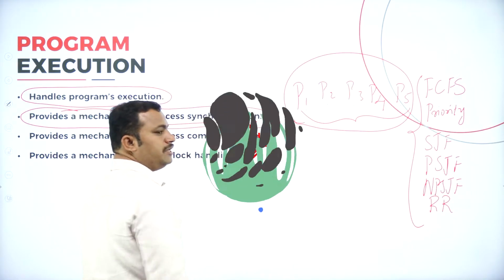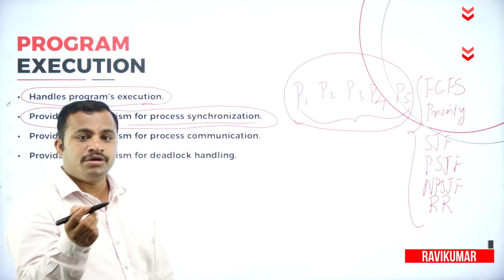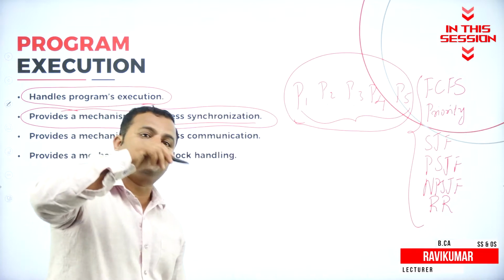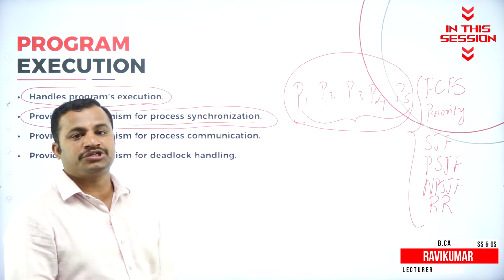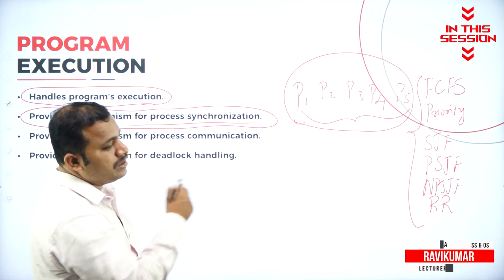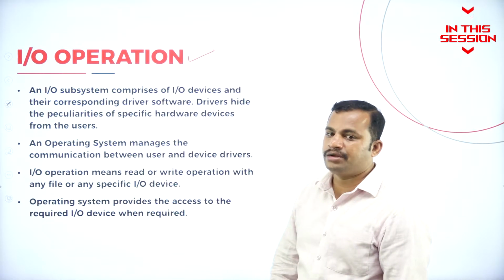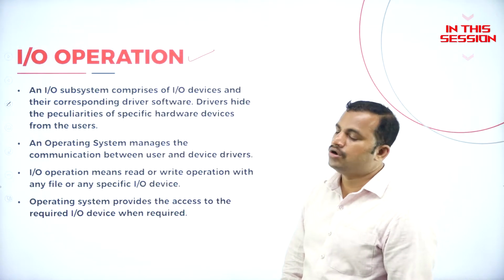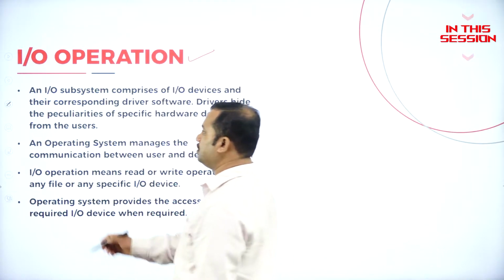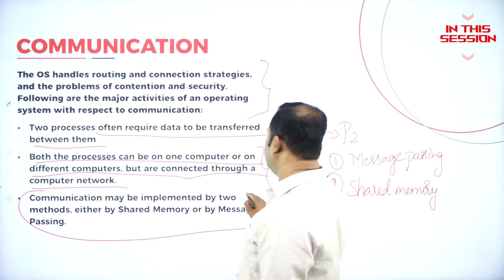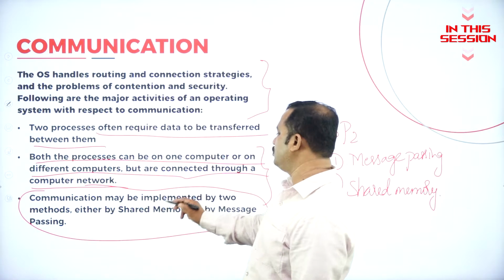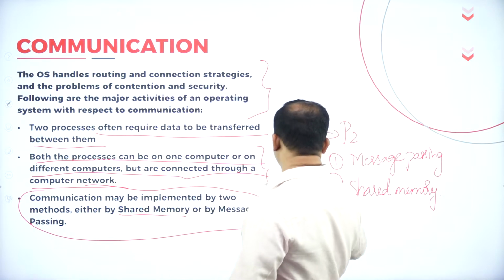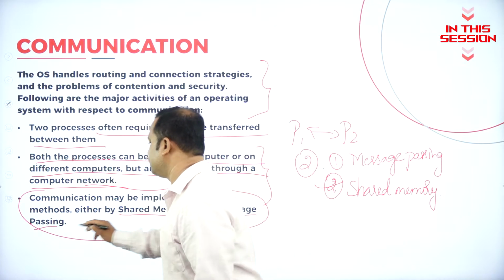Which program needs to be executed first, which program is dependent on another program. All those synchronization activities are done by the scheduling algorithms. What is the meaning of I/O operation? Whether it may be a printer operation, that is interacting with hardware devices, all this is called an I/O operation. Then communication may be implemented by two methods. As I told you, one method is shared memory and the other is the message passing method.